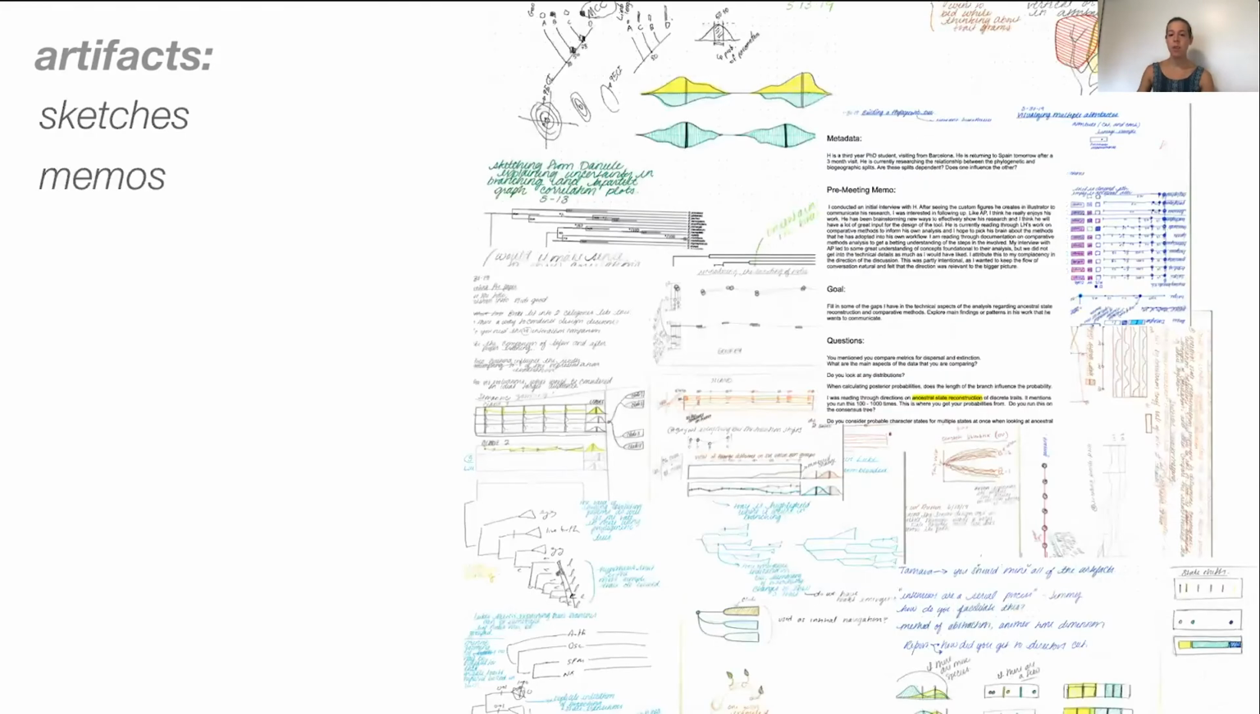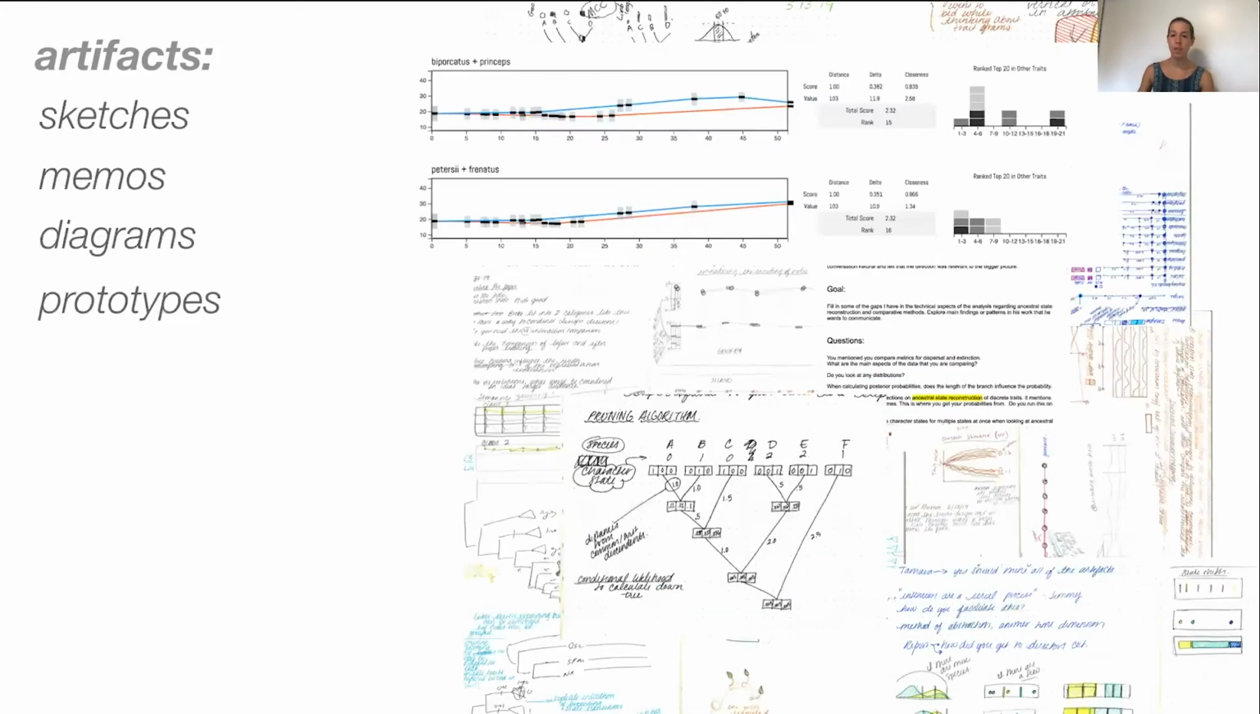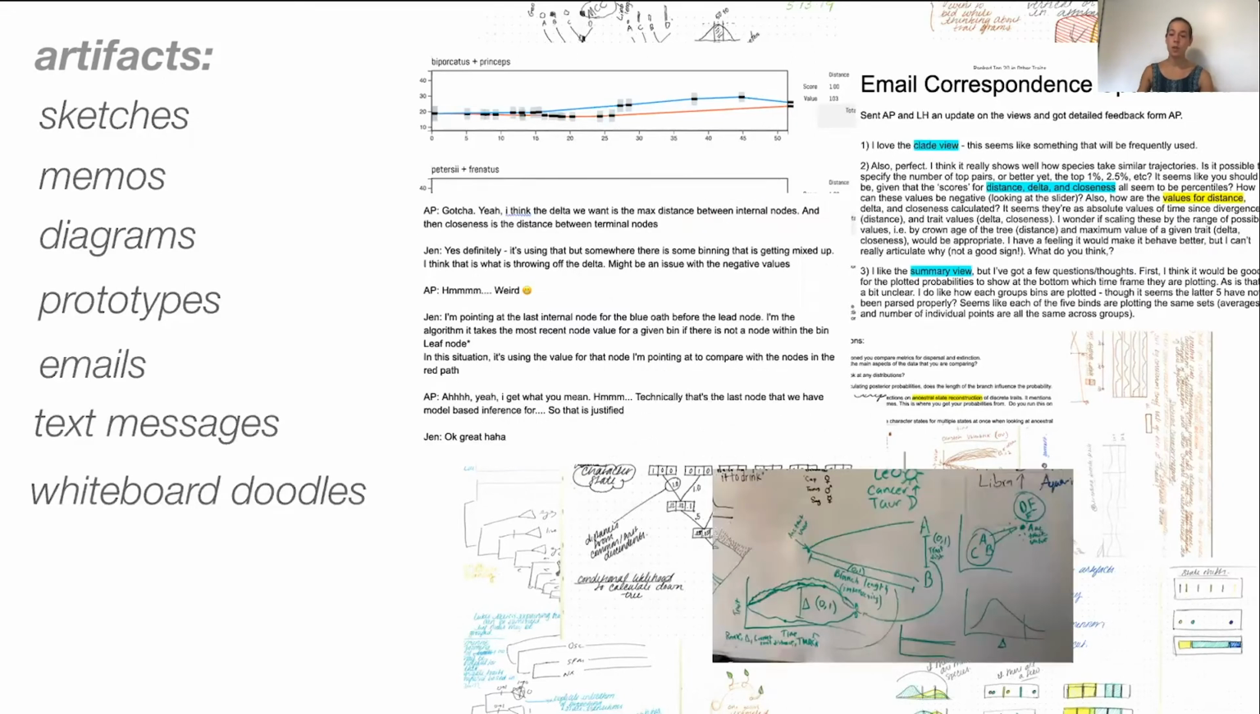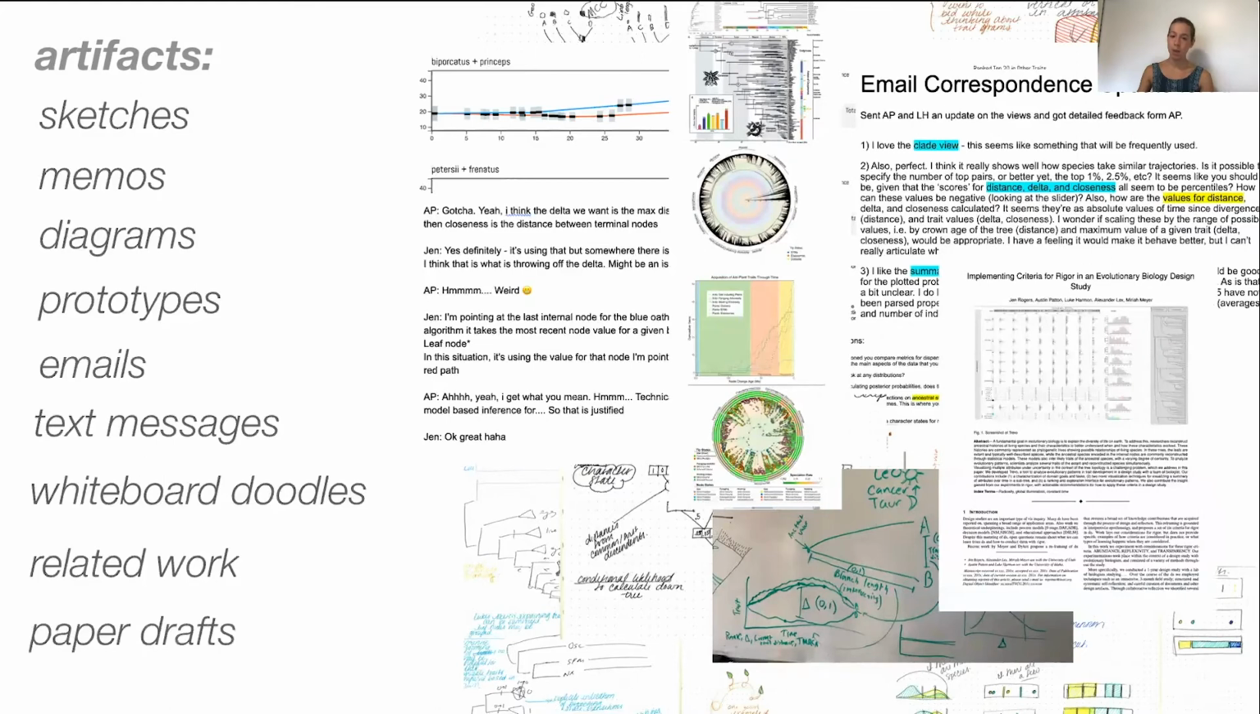A critical way we experimented with this criteria was building an abundant collection of diverse artifacts. We attempted to record everything. We collected a broad variety of artifacts along the way, including sketches, memos, diagrams, prototypes, email correspondence, text messages, photos of whiteboard doodles, related work, and paper drafts. At the conclusion of this study, we ended up with 170 individual artifacts.